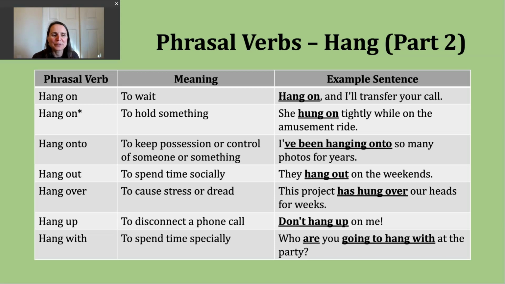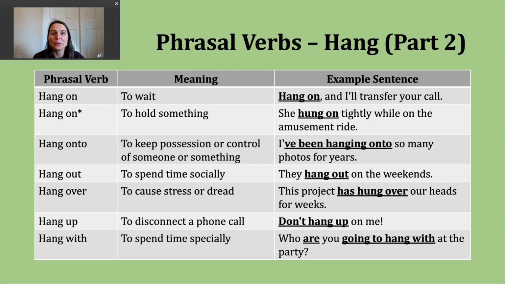The next phrasal verb we'll look at is to hang over. This can mean to cause stress or dread. An example of this: the project has hung over our heads for weeks, right? So they're not looking forward to doing it. Maybe there are difficult parts to it or other challenges. And this project is just causing stress and dread. Oh no, the deadline is coming up. Ugh, right? That sort of feeling. Has hung over is an example of the present perfect.